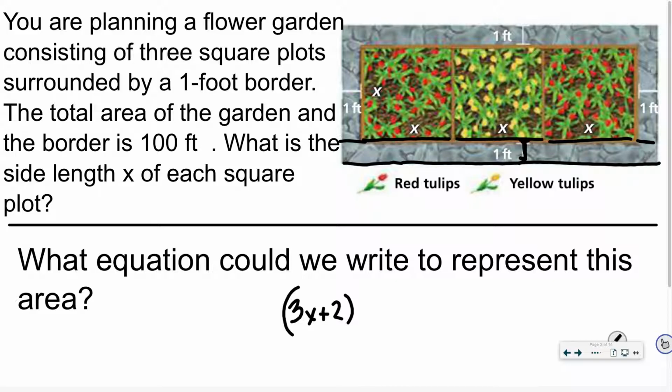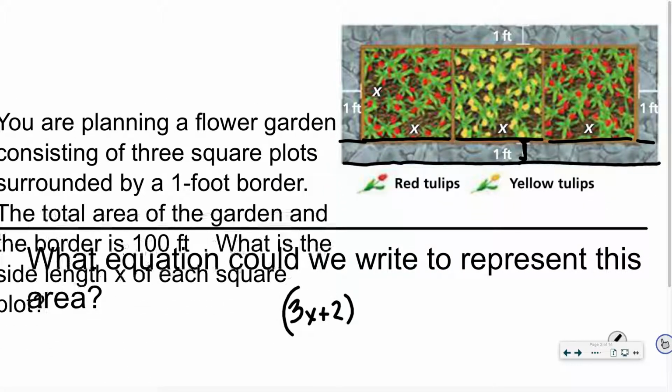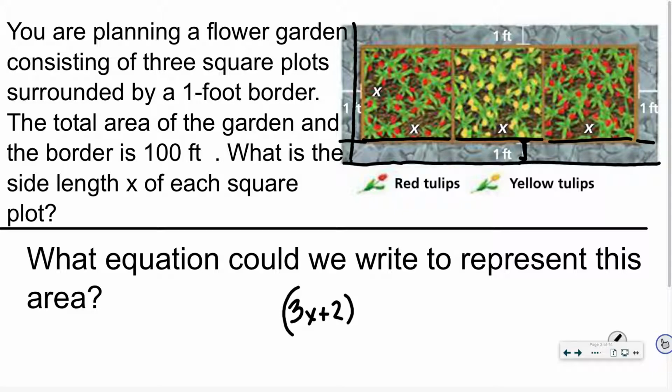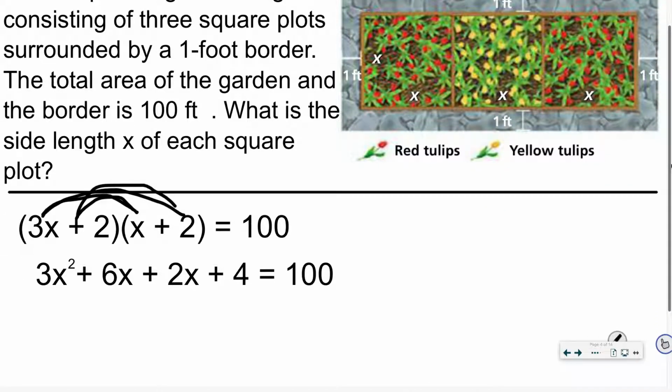How about the width? What's the width? X plus 2. Yeah, that borders on both sides, so x plus 2. And then what's the area based on the information we were given? 100. Good. So this equation is going to give us the area. If I distribute this out and FOIL it, I end up with 3x squared plus 6x plus 2x plus 4. If I wanted to start simplifying, what would I do? What are my like terms? Yep, I can combine my like terms, my 6x and my 2x, and I would get 8x. So I could rewrite this.